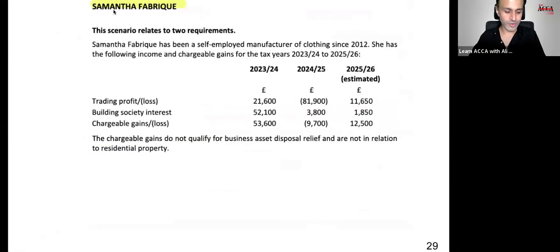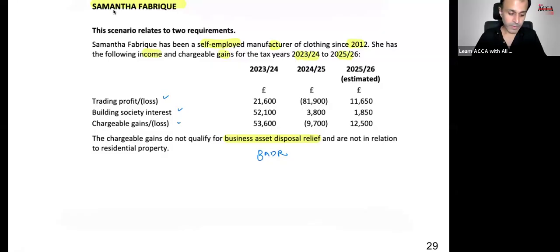For this reason, let's read the question. Samantha Fabric has been a self-employed manufacturer since 2012. She has had the following incomes and gains for the three tax years from 2020-23 all the way down to 25. Profits are provided. Interest and chargeable gains do not qualify for business asset disposal relief. So we also plan to start off with capital gains tax later in the course of today, where we'll talk about BADR and capital gains in detail. But this question has given me a hint. If you are knowledgeable, you probably also gained the hint that they want me to apply the section under which losses are extended towards capital gains, because they have provided us with gains. And I can recap.